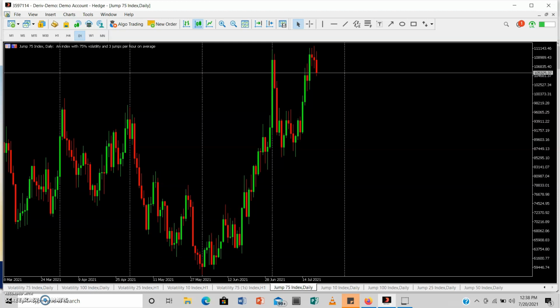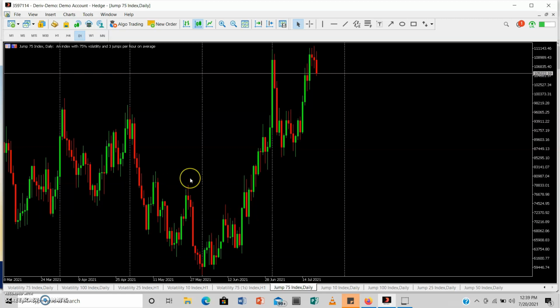I'm going to start off with Jump 75. What I really like about Jump 75 is it really respects support and resistance. If you are a good trader or good at price action, these indices will be easy for you, because you simply apply your support and resistance, and they are constantly going to be respected, switching positions, such as previous support tending to be the next resistance zone. That's basically how these indices work.